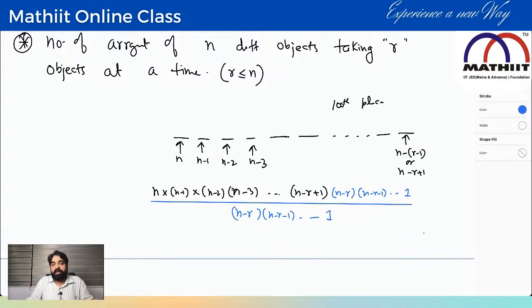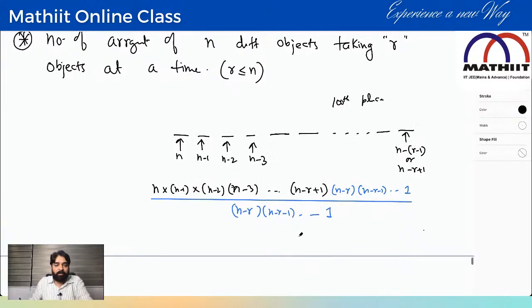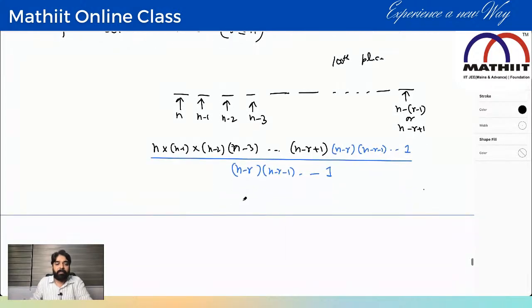Now you can easily understand that if this becomes the numerator, it becomes n factorial, because it is n to 1. The denominator is n minus r to 1, so that becomes n minus r factorial. This will be your answer. Whenever you are arranging r objects out of n different objects, that will be n factorial divided by n minus r factorial.